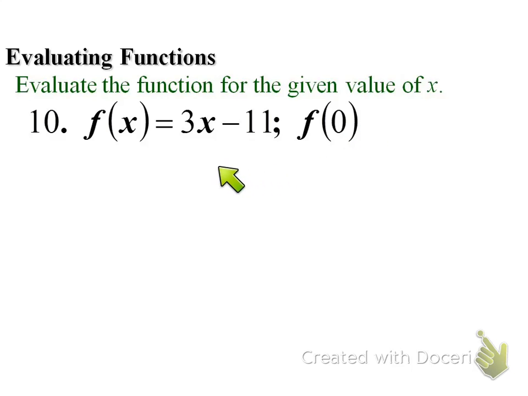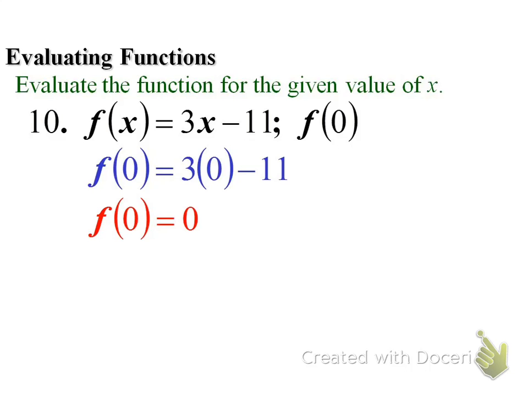It does take some getting used to. Some students think it's f times 0 or f times x. It's pronounced f of x or f of 0. It basically means you're going to replace all the x's with the value that you see in parentheses. So I'm going to go through and replace all the x's with zeros and then simplify. So f of 0 equals 3 times 0 minus 11. So what is f of 0? Negative 11. There we go. What are your questions on this?